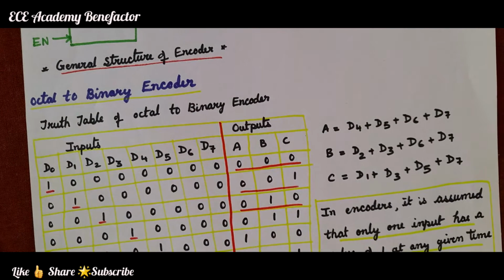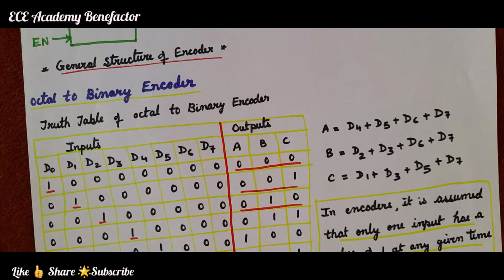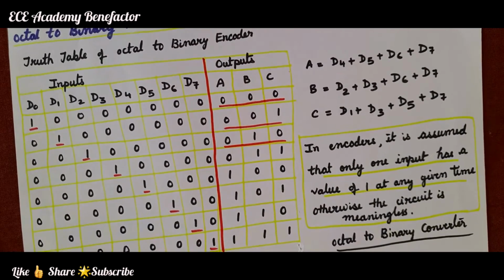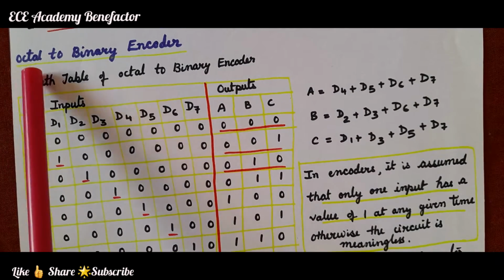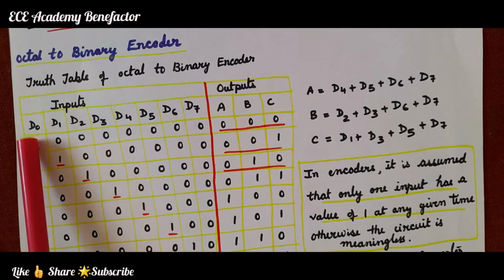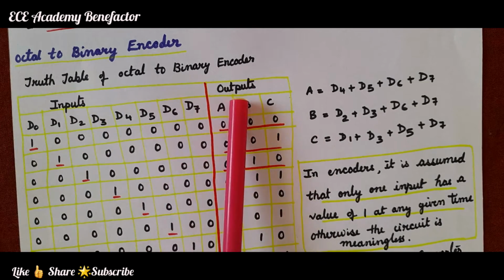So, you know how to draw a combinational circuit logic diagram. So, first we should know the truth table. So, let us see the octal to binary encoder. It means it is a code converter which is converting octal to binary. So, octal means how many inputs it will have. So, truth table is having inputs and outputs.